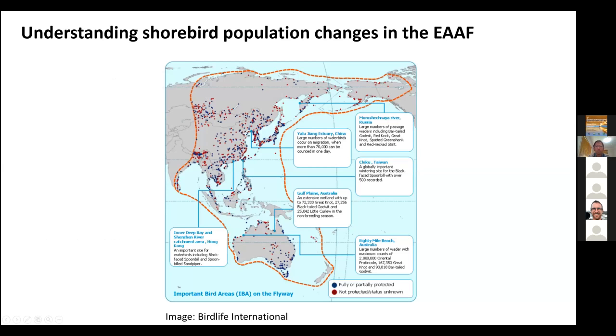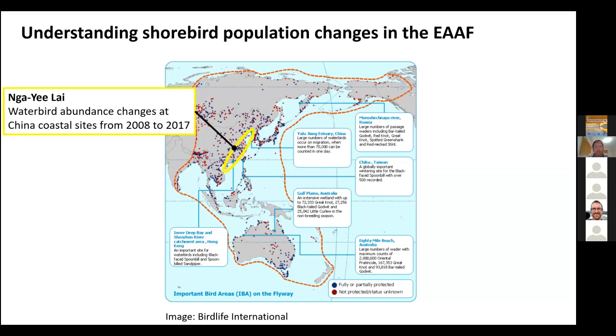So first of all, what is the main focus of this session? Well, it is about understanding shorebird population changes in this flyway. Today, we have four other speakers, as well as myself, to give a nice coverage of the East Asian part of this flyway.